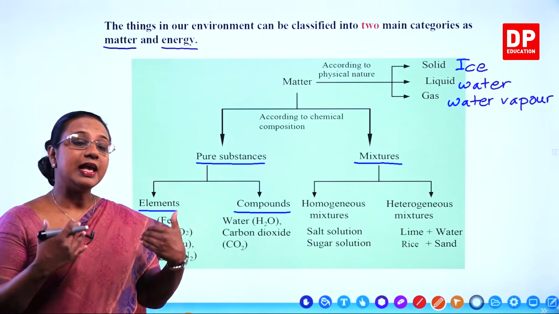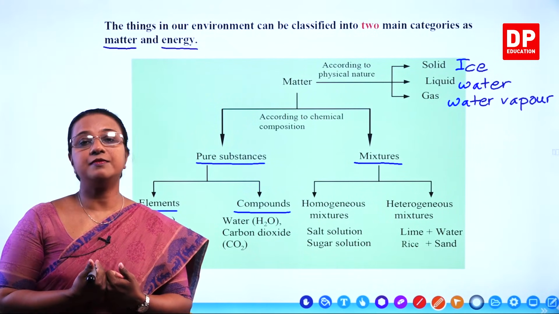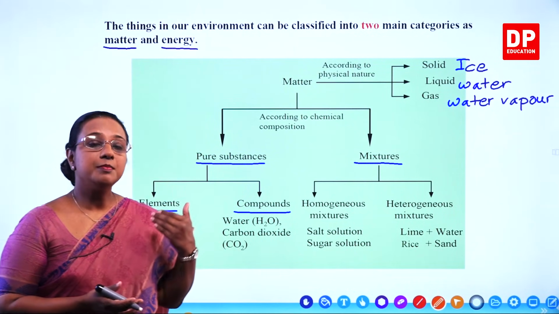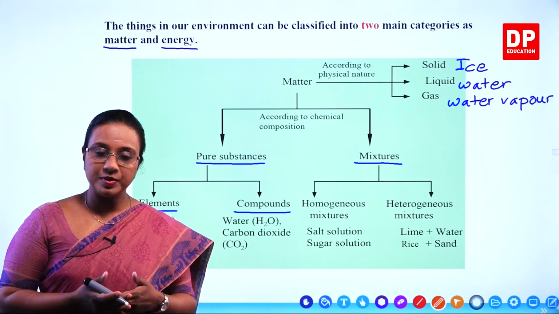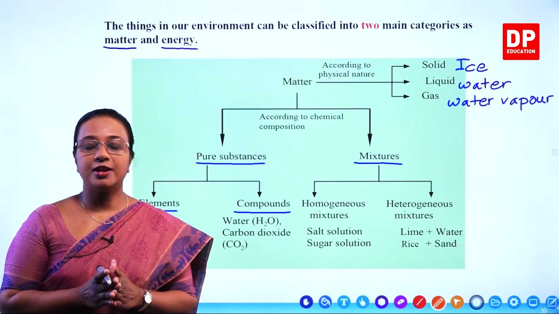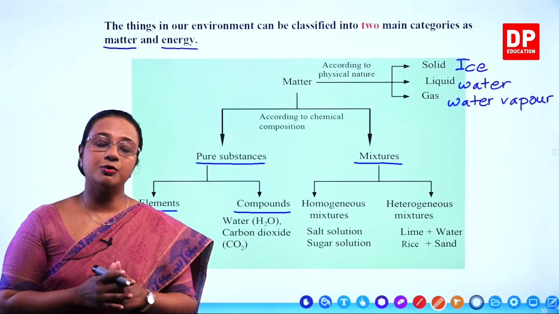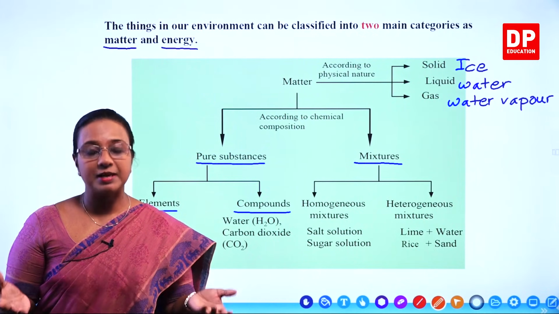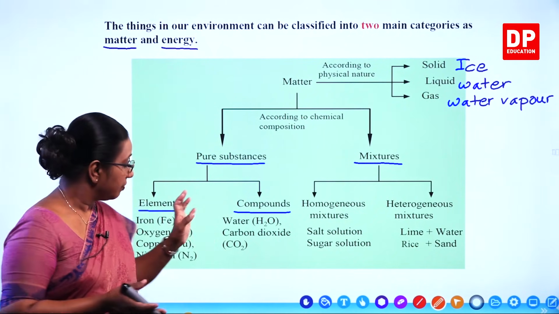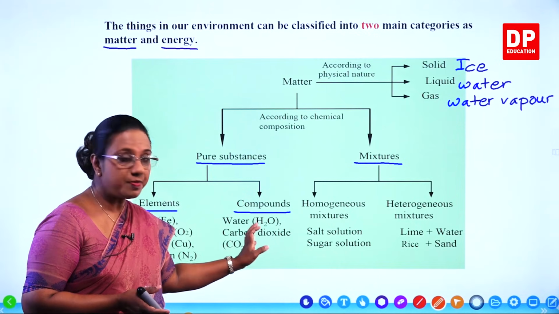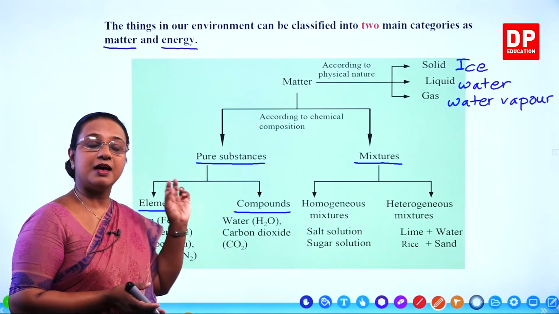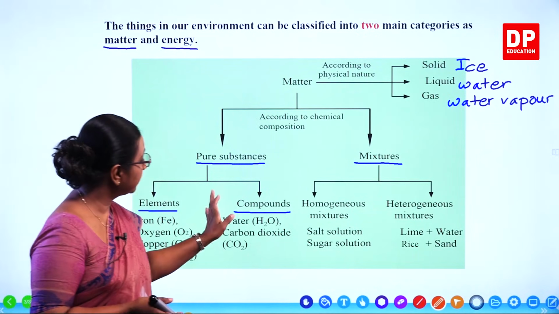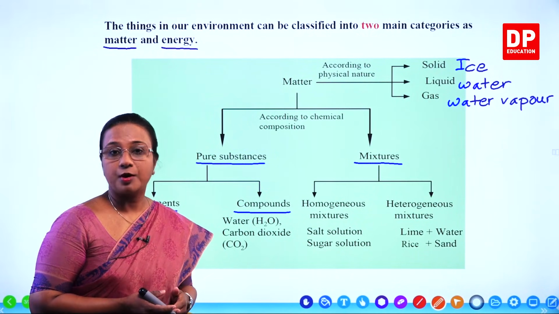But when these elements combine in a fixed ratio, they form compounds. Compounds also have definite properties and they also cannot be broken down into individual components by physical methods. So, the elements form the compounds and elements have specific properties. When they combine chemically, the compounds have different properties.